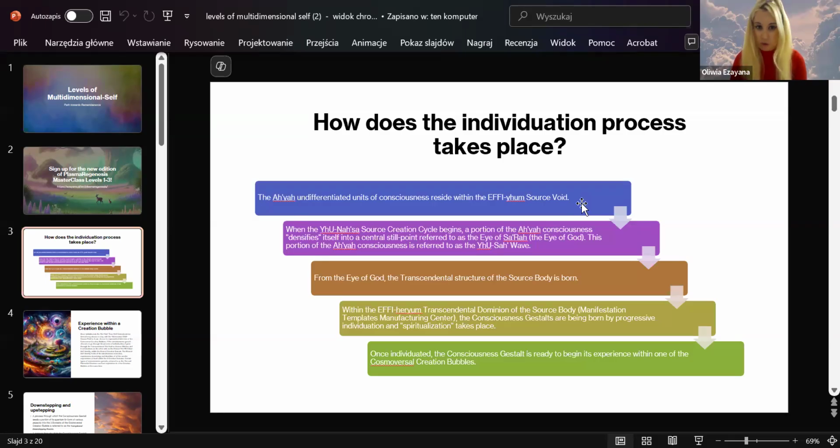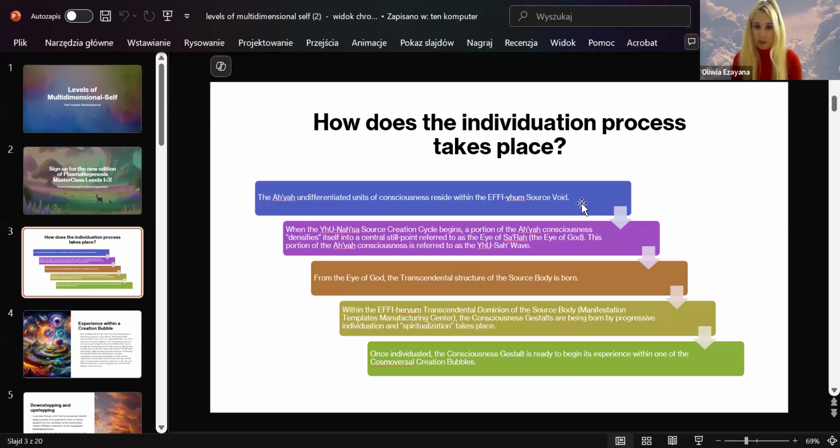And those units of consciousness, referred to as Aya, can choose to take on their own individual form through something that is referred to as the Unasa source creation cycle. And those are basically the transcendental cycles throughout which the source consciousness is going through multiple experiences within the structure of the cosmoversal creation bubbles. And that's how the source consciousness is learning more about itself. So right now, as we are learning about this, we are in the middle of the creation cycle. So let's take a look what happens.